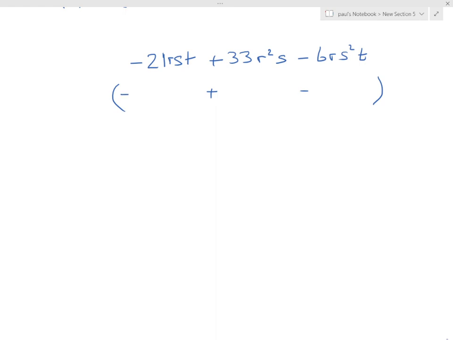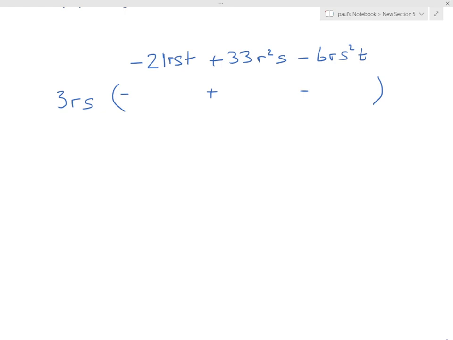So what goes into all these? Well, 6's don't. So it must be 3's, yeah. 3's into 6, 3's into 33, 3's into that, yeah. So we can take a 3 outside. Now we've got an R in every term, at least. So we can take an R outside. We've got an S in every term, at least. So we can take an S. But we don't have a T in the middle, so we've got to leave the T's where they are.